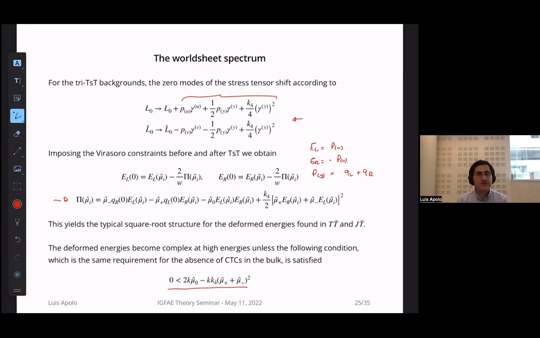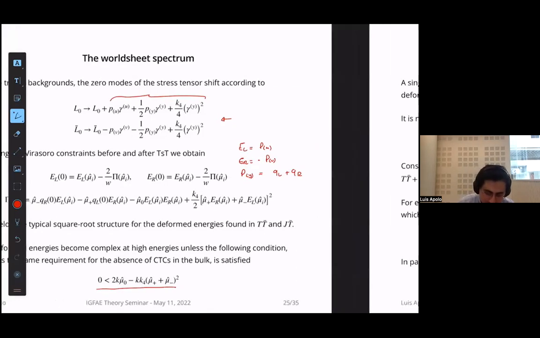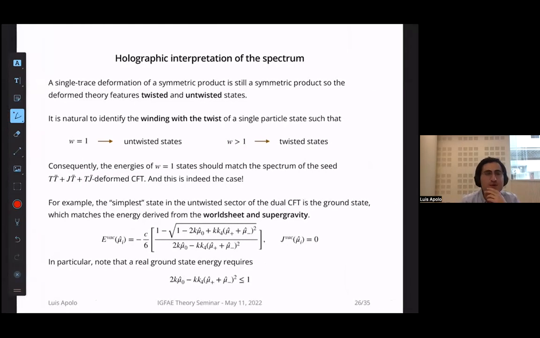So this is the worldsheet spectrum, and now we are going to give it an interpretation in terms of the deformed theory. As I mentioned before, what's magical about a single trace deformation is that it takes a symmetric product and gives you another symmetric product. And a symmetric product features both twisted and untwisted states. So as before the deformation, it's natural to identify the winding of the string with the twist of a single particle state in the symmetric orbifold. This would mean that when the winding equals 1, we have an untwisted state, whereas when the winding is greater than 1, we would have a twisted state.